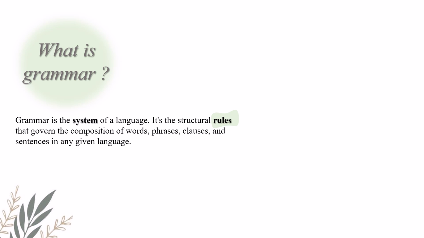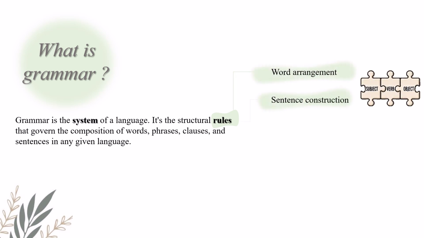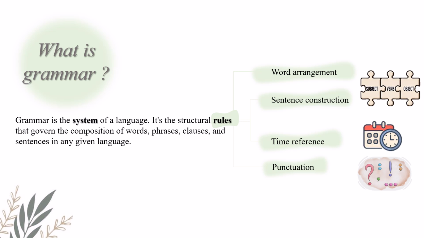Why is that, you may ask? Because grammar controls everything. It controls how words are ordered in a sentence, meaning word arrangement and sentence construction. It controls how we show time using tenses and even how we pause using punctuation. And all of this for the sake of delivering complete, meaningful thoughts.